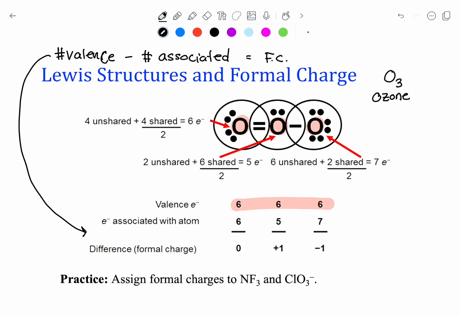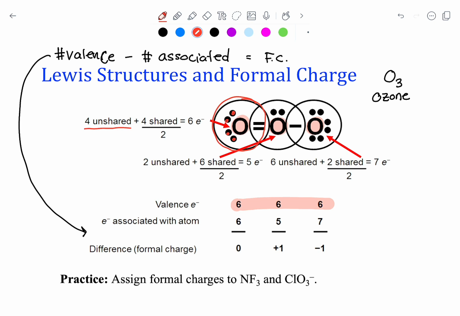We next have to determine the number of associated electrons. So our associated electrons are the number of lone pair electrons. So we have to count each electron in those pairs. So let's look at our leftmost oxygen first. In this oxygen, I have 4 electrons that are in lone pairs. So those would be my 4 non-bonding electrons.